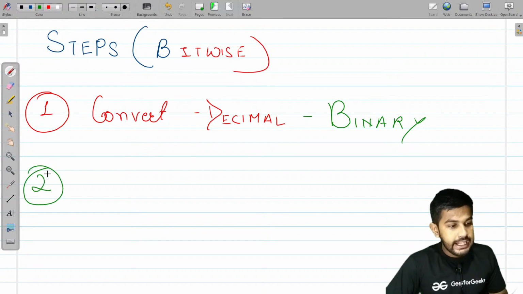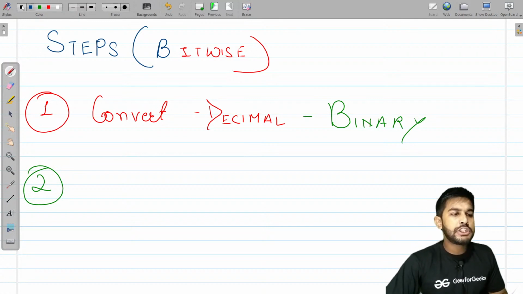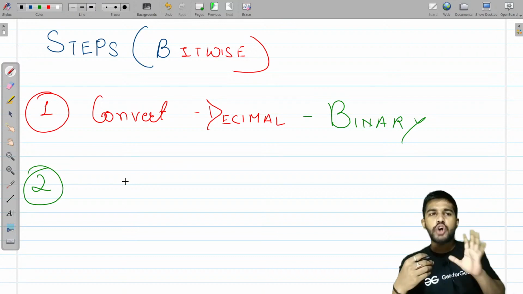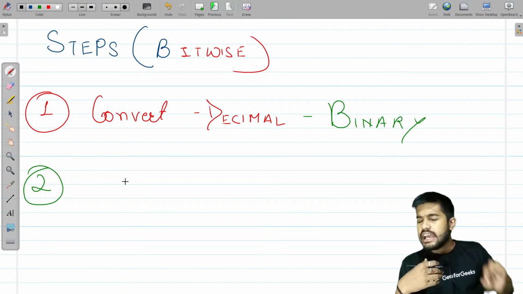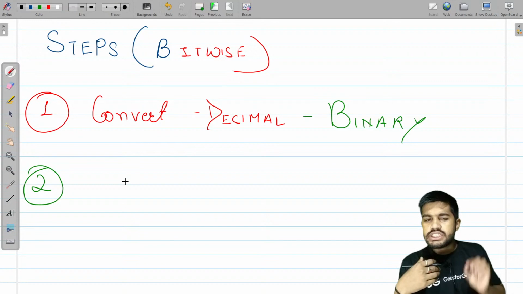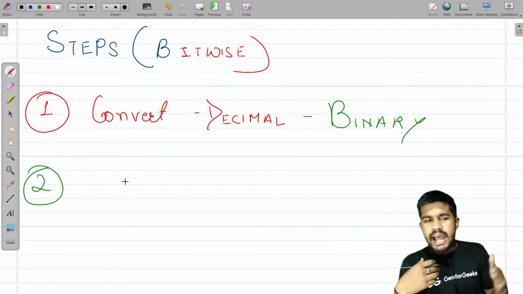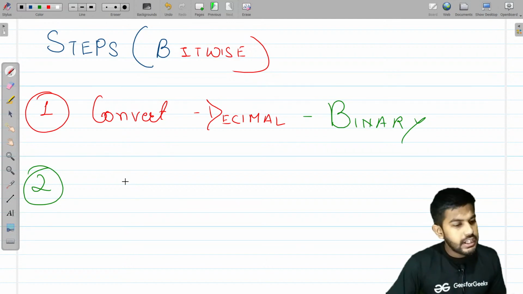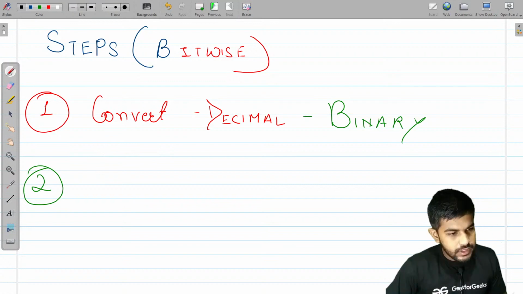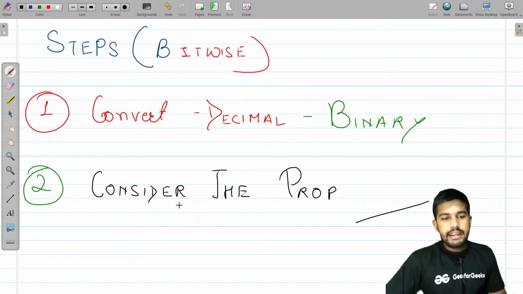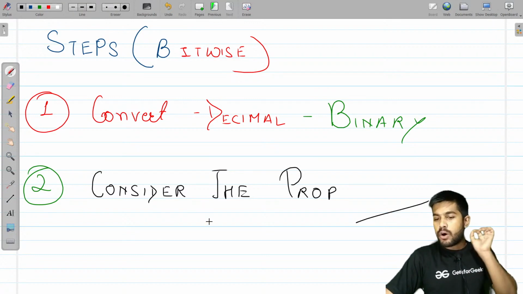And the second thing is that suppose in the question it is told that AND, XOR, NOT, anything is to be done, like XOR and anything, mostly it comes with XOR only, because AND does not have this. Consider the properties. Take help of all the properties of the particular thing.